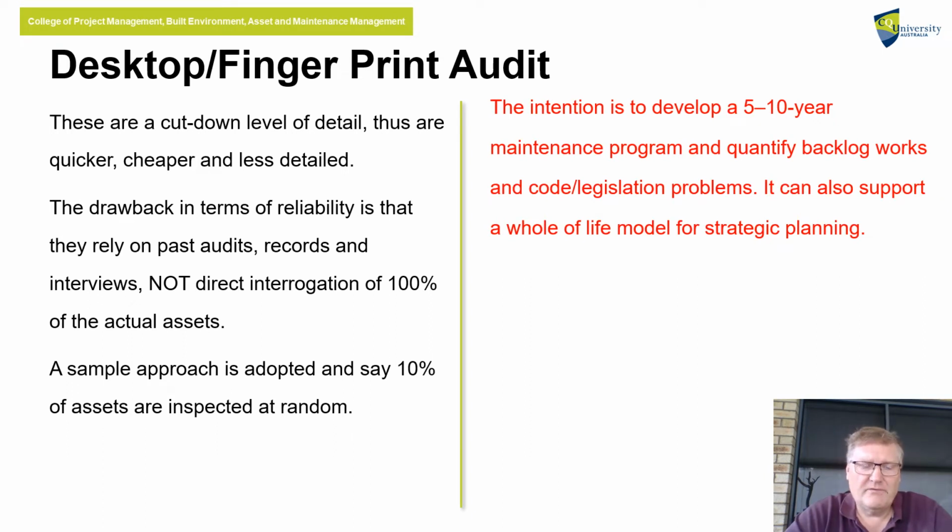Now, a desktop and a fingerprint audit is the same as a full audit, although a full audit's much more robust and reliable, but you're still aiming to get a 5 to 10 year maintenance program out of this. And you are looking to identify and quantify all the backlog works and any code or legislation problems. Now, obviously, code legislation problems and backlog works are difficult to do if you don't inspect everything. So you might rely a bit more on interviews here.